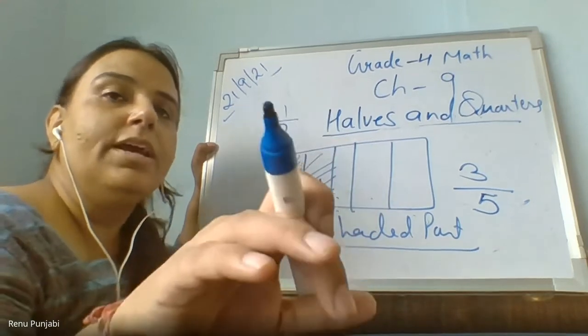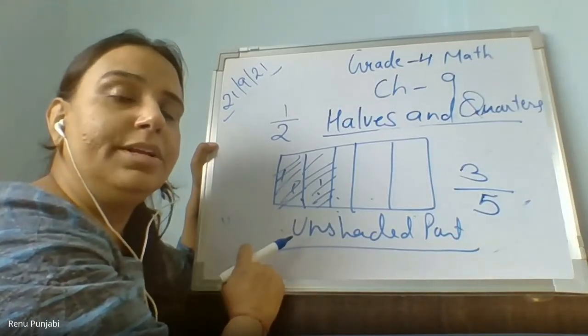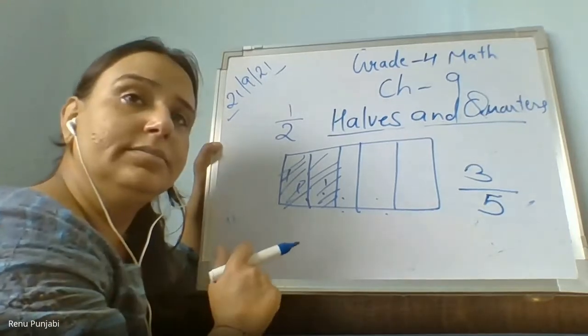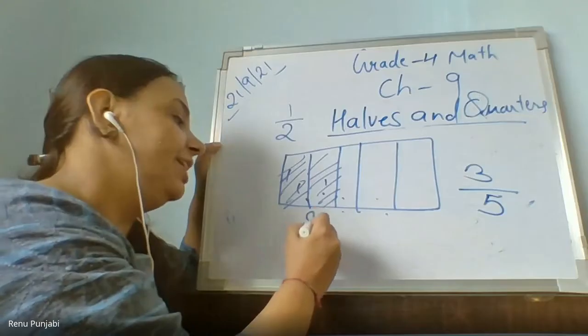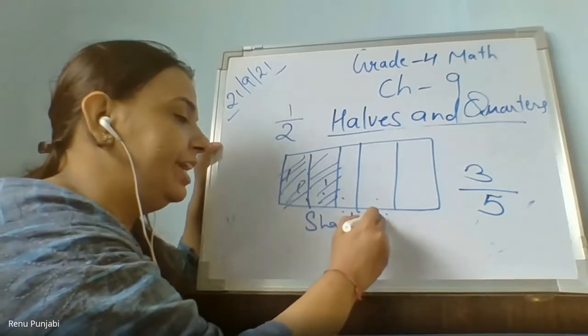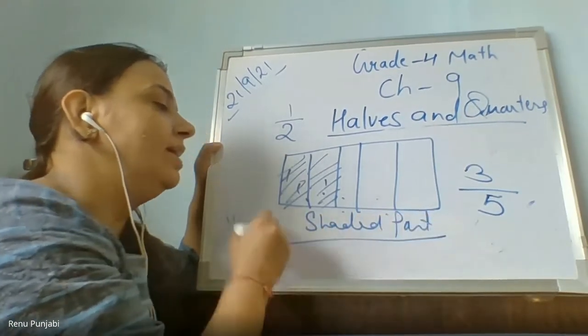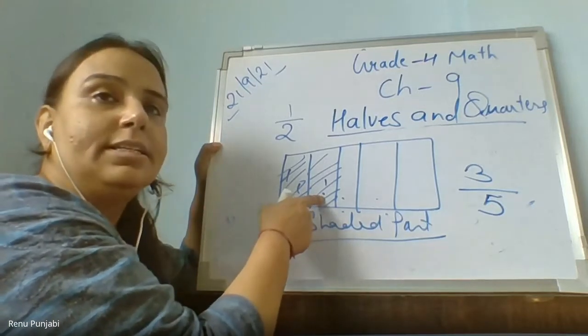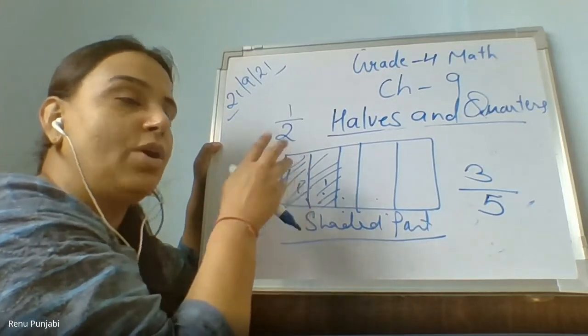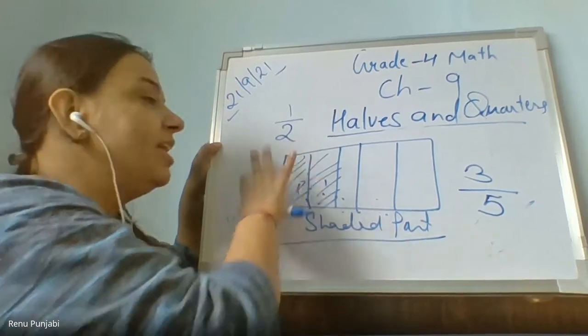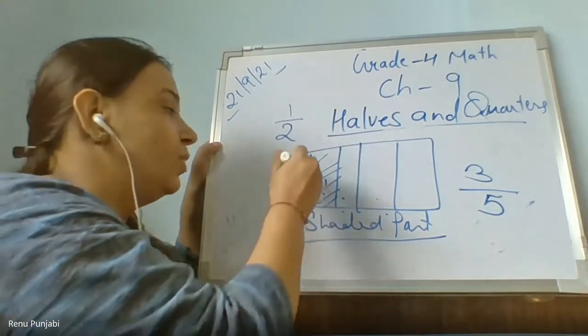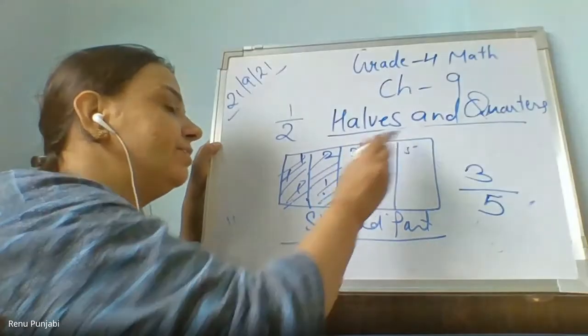Yes, ma'am. I can't understand. Tell me what you have not understood there. Ma'am, this unshaded part. Shaded part is clear? Yes, ma'am. Shaded part, I'll tell you to write the fraction for the shaded part. So in the shaded part, there are two shaded parts. Suppose there were friends. There were total 5 friends. 1, 2, 3, 4, 5.